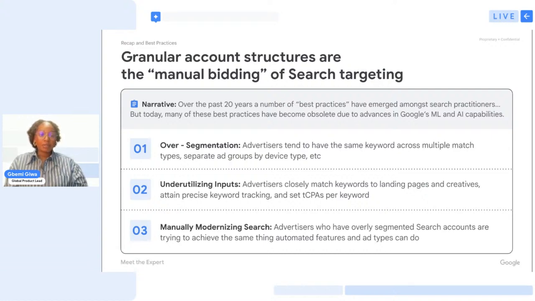Again, consider some of these legacy best practices, like the manual bidding of search targeting. Over segmentation, which is often creating multiple ad groups for the same keyword, and segmenting by match type or device, was once thought to give us more control, but now it's just leading to more complexity, and we see some inefficiencies with campaign matching if the settings are so similar. It can also lead to underutilized inputs, especially with having very similar match types, similar keywords like shoes versus shoe. Again, this can lead to us matching to the wrong landing page or even just some keywords not actually serving.